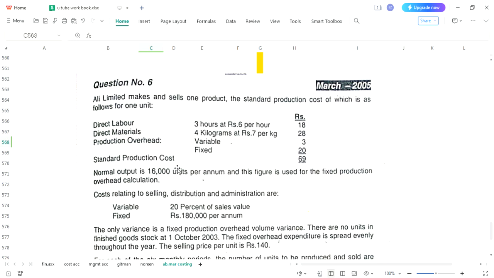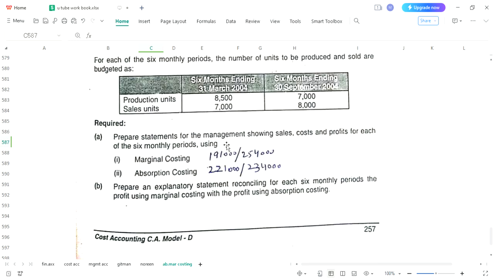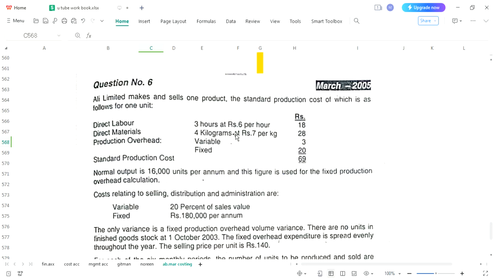Normal output is 60,000. It would be useful when we will be calculating under or over applied production. So keep it in mind, we can produce 16,000 units per annum. This is the more important factor, 16,000 per annum, while we are making a statement for 6 months. So we will be following it.